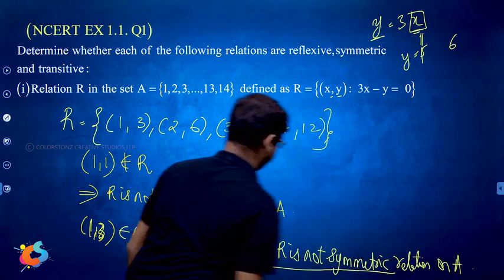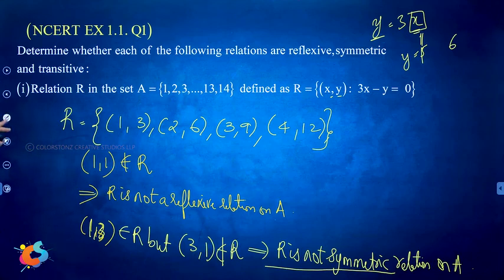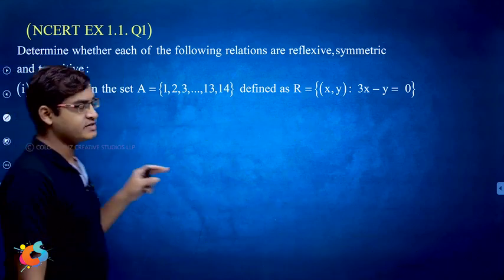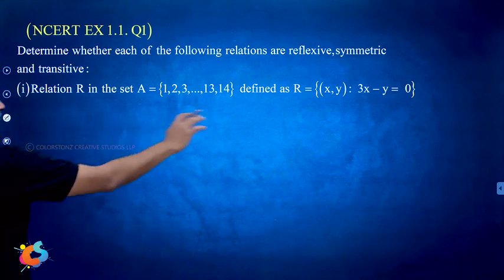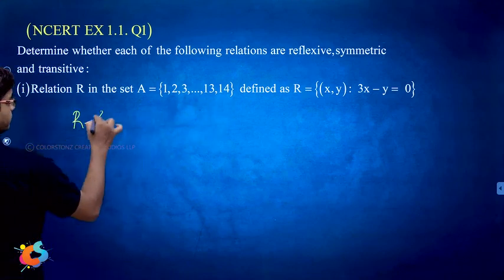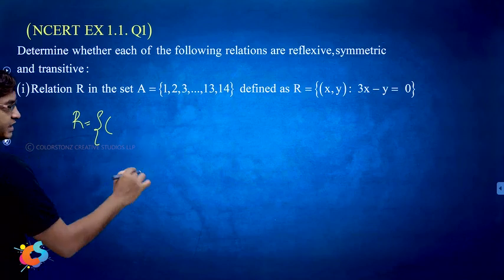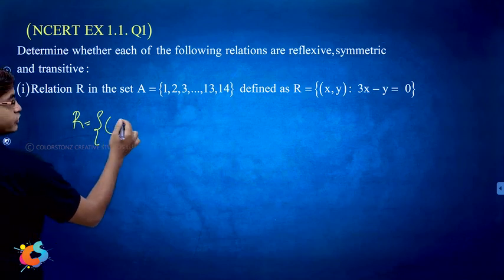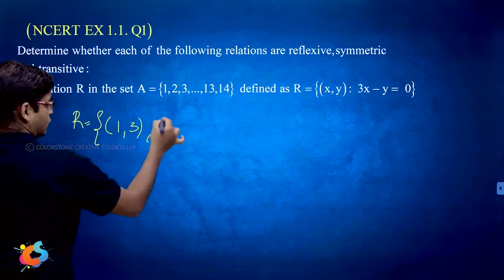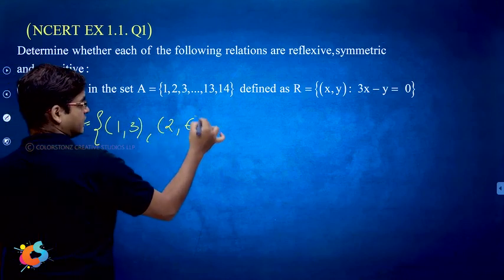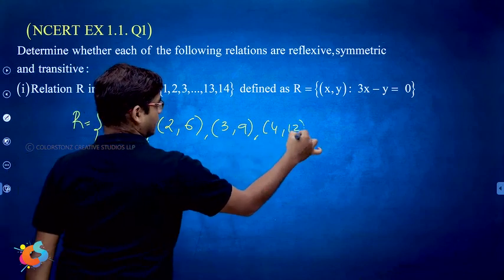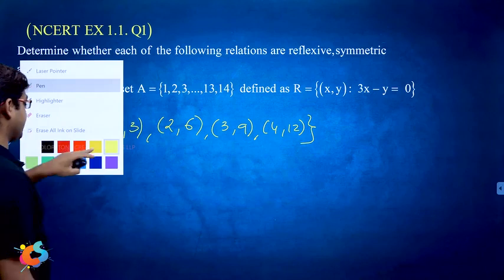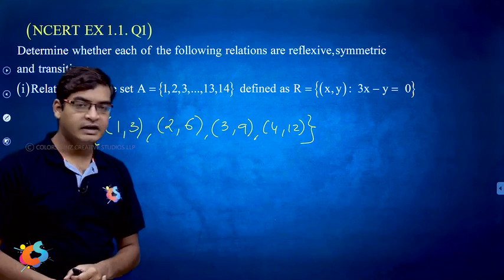On A. So we have to decide if it is reflexive, symmetric, transitive or not. We have done with the other ones. Now reflexive and symmetric is done. Let us write this one. So if x is 1, y should be equal to 3, 2, 6 and 3, 9, 4, 12. Okay. So now we are checking for transitive.